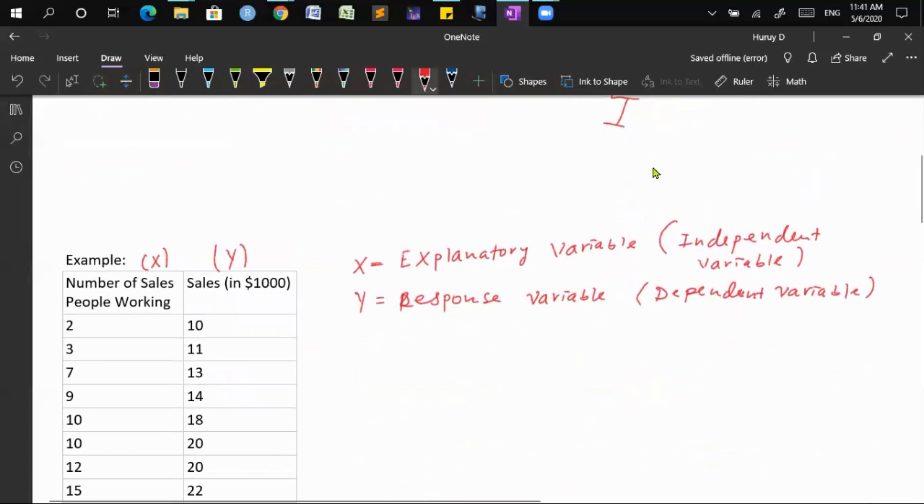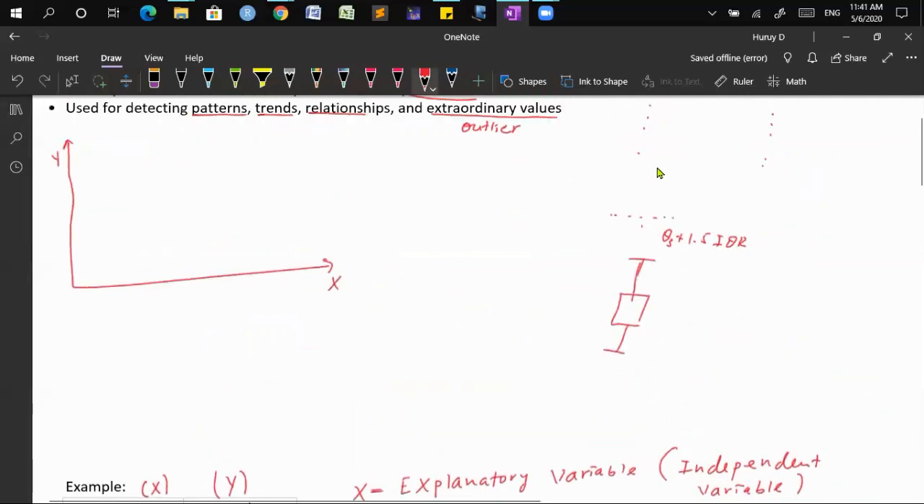So we have, when the number of salespeople is 2, the sales are 10, or 10,000. So what I have here on the X variable, I have 2. On the Y variable, let's say 10 is somewhere in here. So you put a dot here, and you do the same thing for the rest, and then probably you will have something like this.